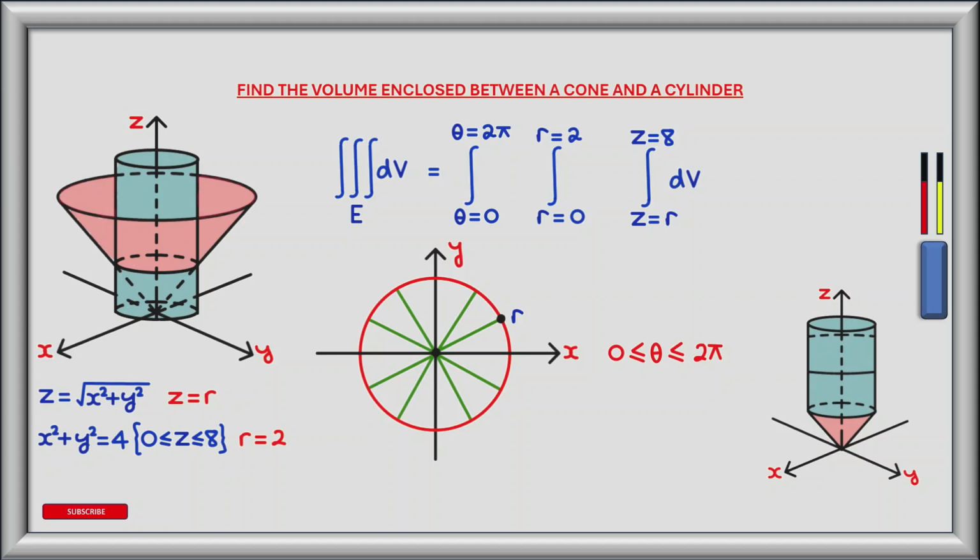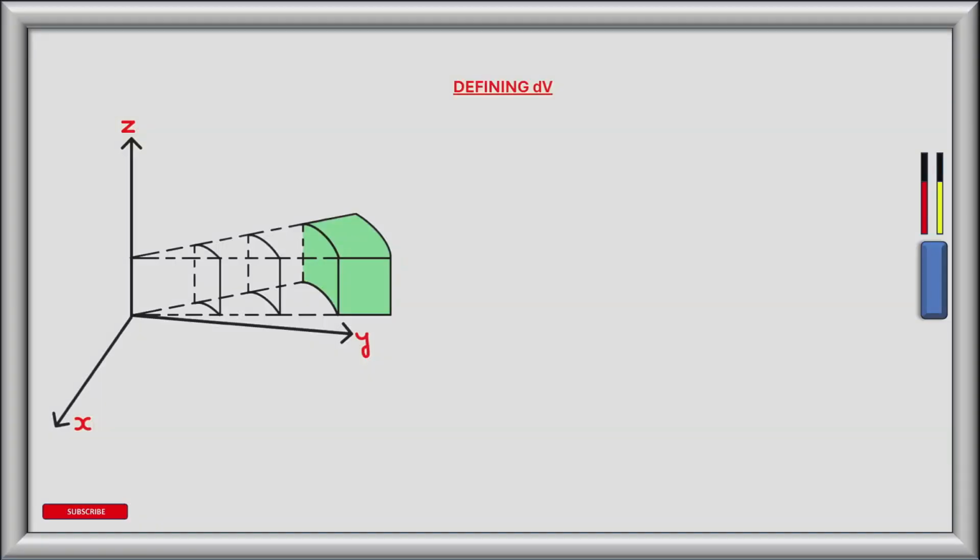We've defined our region using the limits of integration. Let's now unpack what we're integrating. So in our case it's dV. So dV represents infinitesimally small pieces of volume. We're using triple integrals to sum each of these to get the total volume. Let's look at the dimensions of one of these. If we look at the green shaded region, this represents an infinitesimally small piece of volume dV.